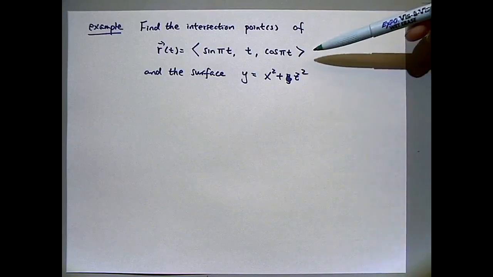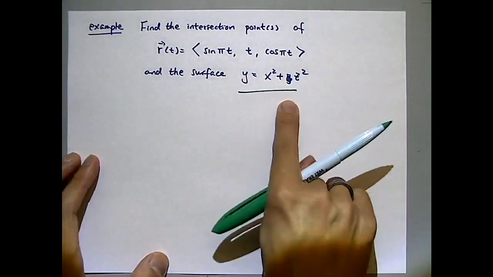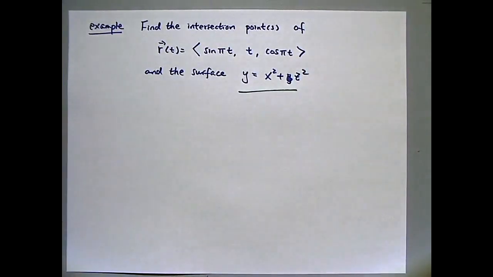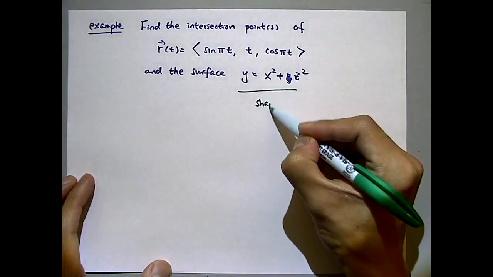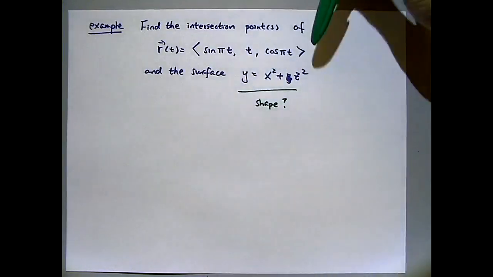Okay, the space curve we just looked at, we know this is a helix. What shape is this? y is equal to x squared plus z squared. Use traces. Paraboloid, good. It's not a cylinder because all three of these variables show up.